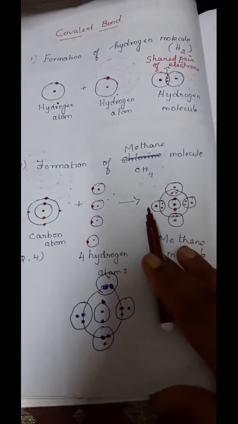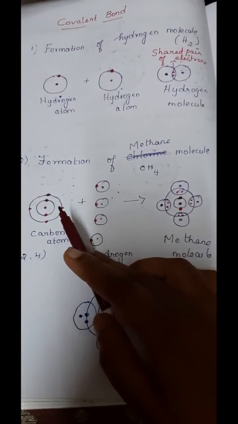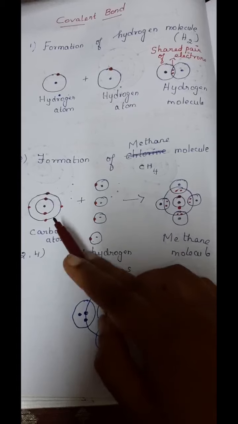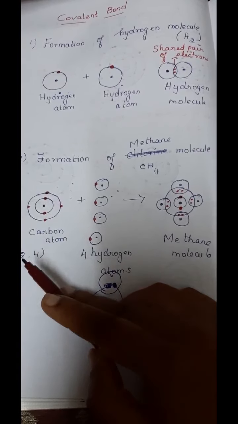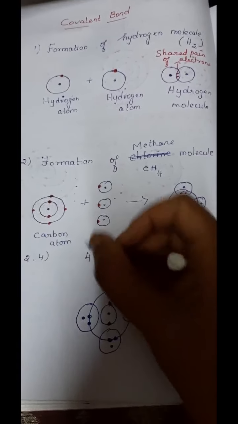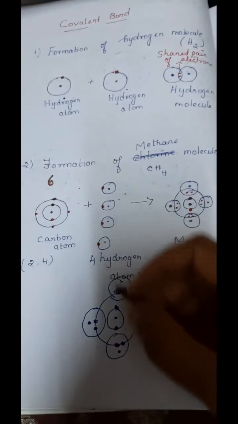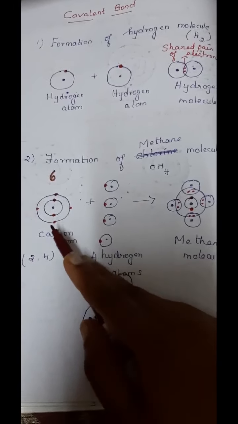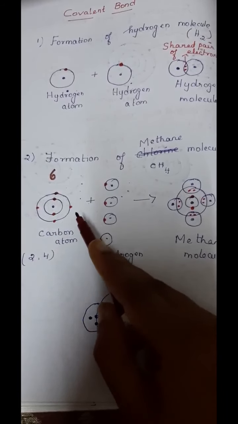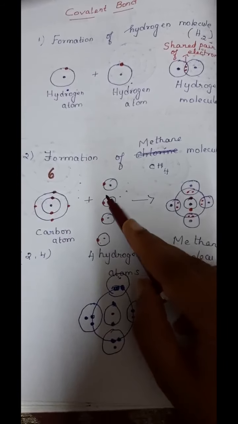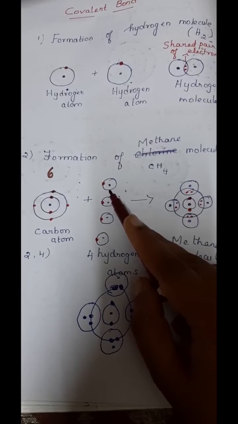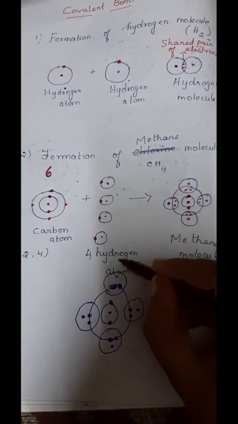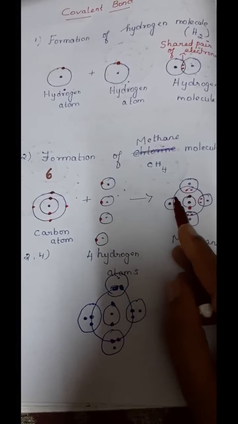Next, the formation of the methane molecule. So methane is nothing but 1 carbon atom and 4 hydrogen atoms. So carbon has the electronic configuration 2, 4, because the atomic number of carbon is 6, and 6 is written as 2, 4. So the first shell will have 2 electrons and the next shell will have 4 electrons. Methane, 1 hydrogen, 4 hydrogen, 1, 2, 3, 4. So 4 hydrogen atoms are shared.